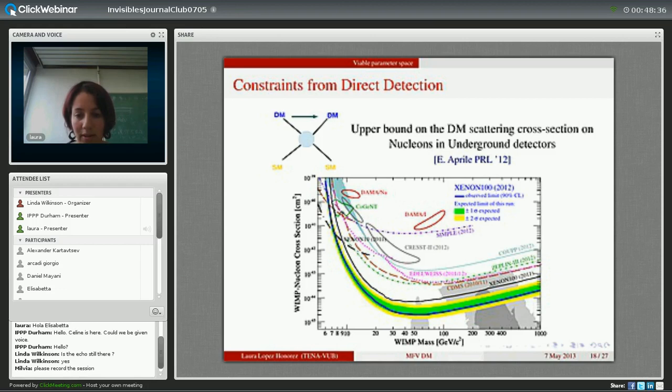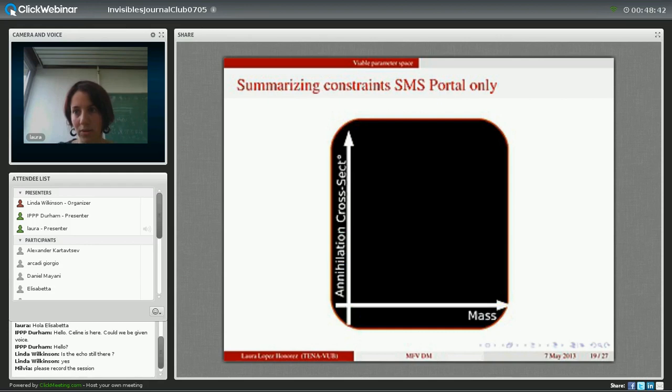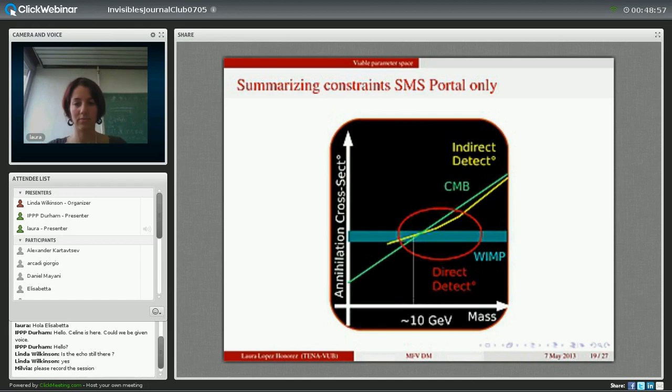So summarizing, the idea is that in the annihilation cross-section versus mass plane, for a typical WIMP dark matter, which has a fit annihilation cross-section, you are going to typically dig into the viable parameter space of WIMP with indirect detection searches and CMB around something like 10-20 GeV, and you are also going to probe this region in the GeV range thanks to direct detection searches.